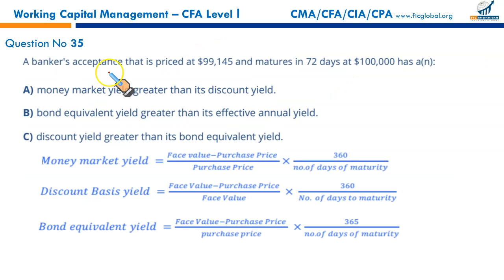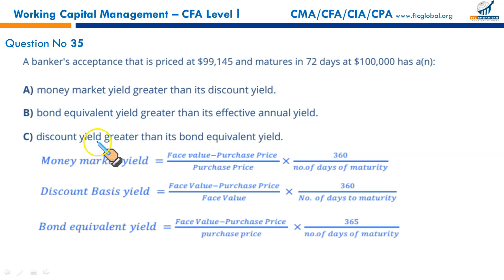Next question, a banker's acceptance that is priced at $99,145, that's the purchase price, 72 days to maturity, and $100,000 is the face value. Now, money market yield greater than its discount yield. Let's move in the reverse order. You have the formulas, plug in the values, and you can calculate yourself.